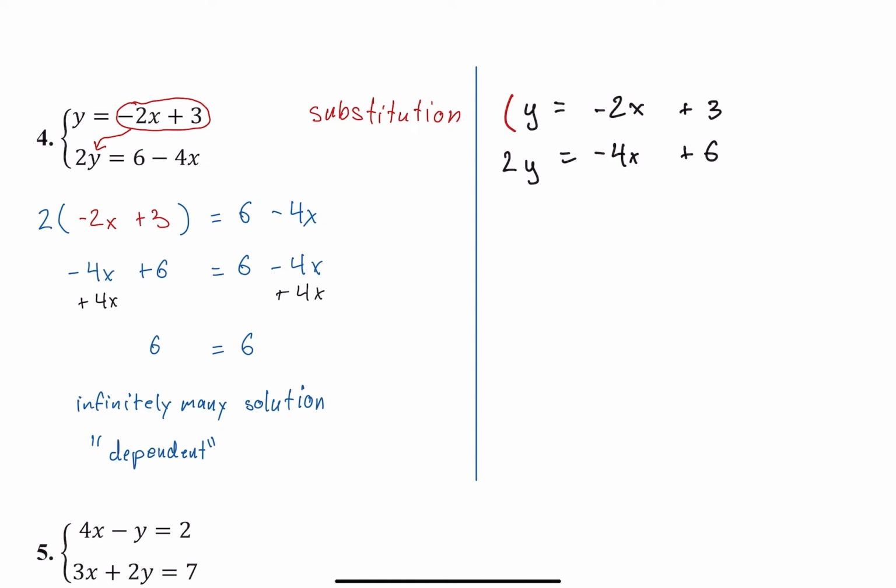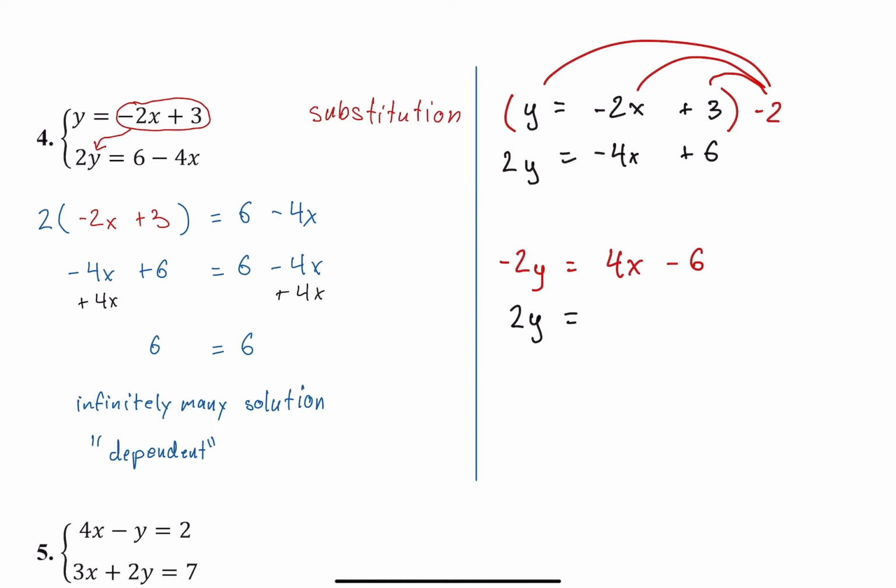So I'm going to go ahead and multiply everything here by minus 2. So that will end up giving me a minus 2y equal to positive 4x minus 6. And then you would end up with the second equation coming down. So 2y equal to minus 4x plus 6. And notice here, since these are lined up and you add, you get 0. Minus 2y plus 2y is 0y, or just 0. And then it is equal to 0 plus 0. So again, you get 0 equal to 0.